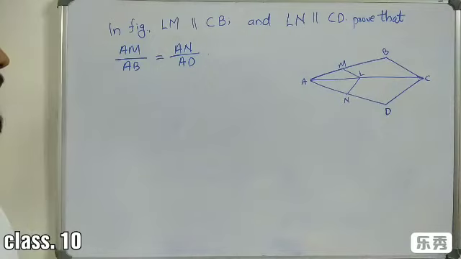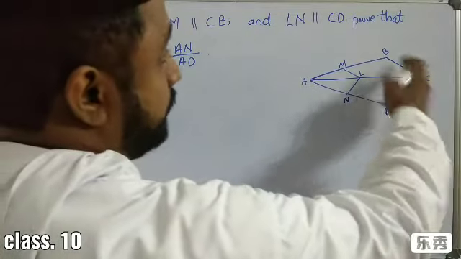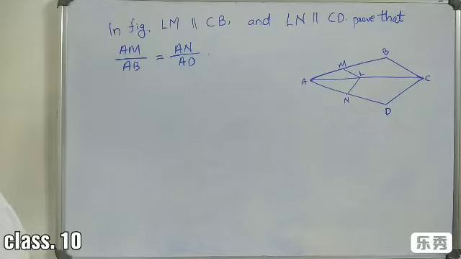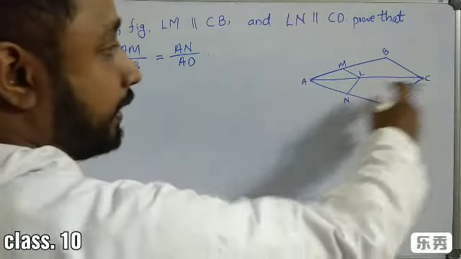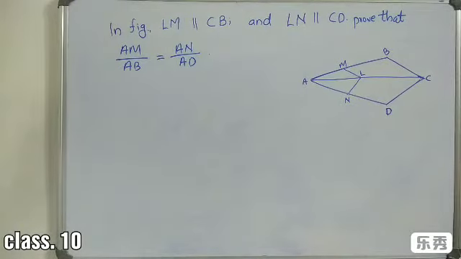First question, in the figure LM is parallel to CB, or BC. Then LN is parallel to CD. Prove that AM by AB is equal to AN by AD.